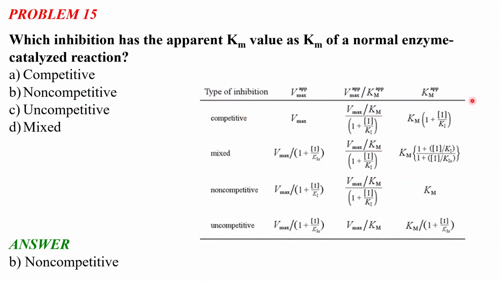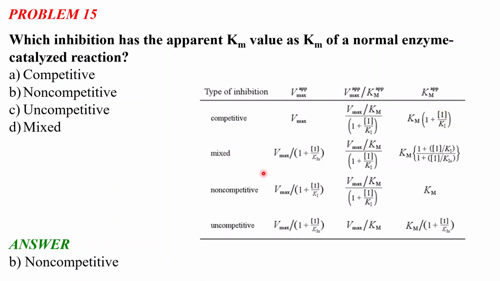So, type of inhibition, the apparent Vmax, apparent Vmax by Km, and apparent Km. This is the table for competitive inhibition. Apparent Vmax is the same as the Vmax of the normal enzyme catalyzed reaction. The apparent Vmax by apparent Km is this one, and the apparent Km is Km into 1 plus concentration of inhibitor by Ki.